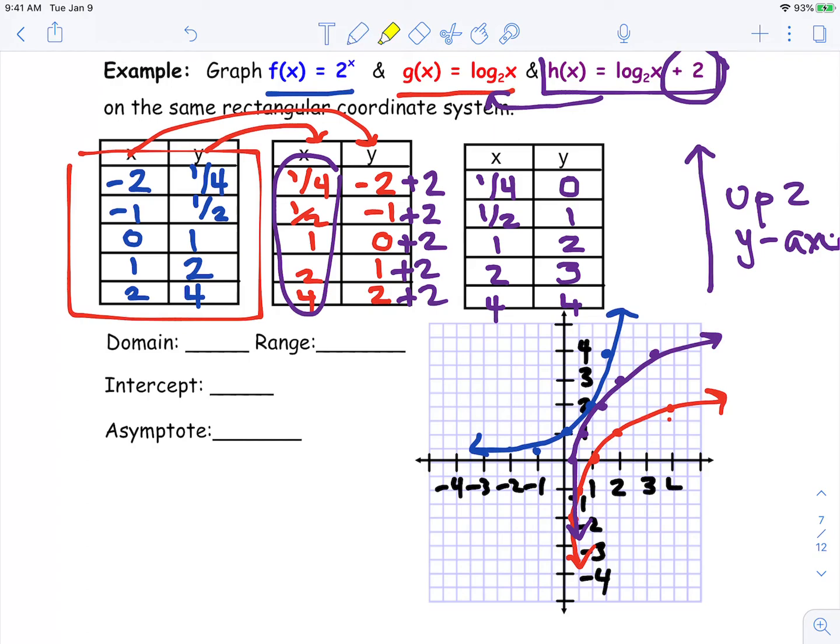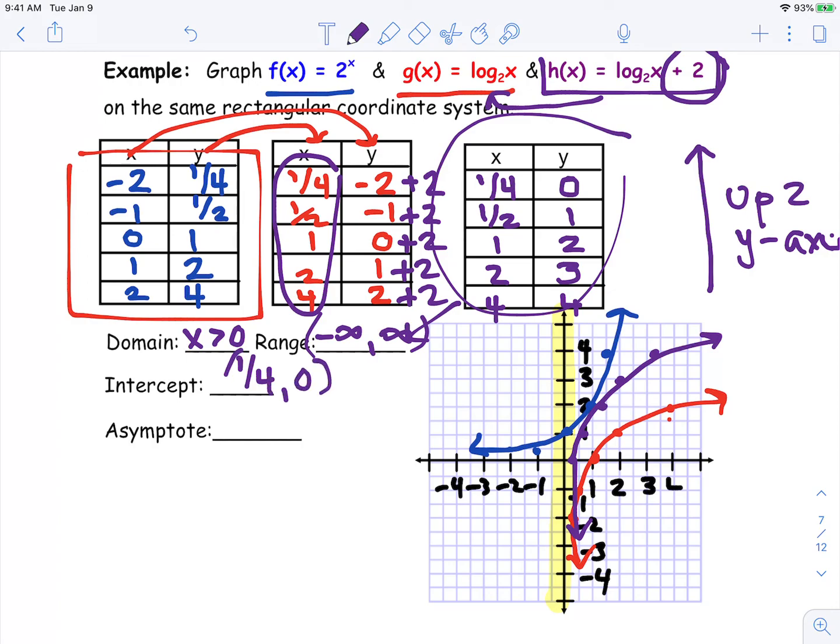There is a vertical asymptote right here, and we're talking about this purple function for these answered questions. So the domain is everything greater than 0. The range is all real numbers. The x-intercept is 1/4, comma 0, and then this is my asymptote, x equals 0.